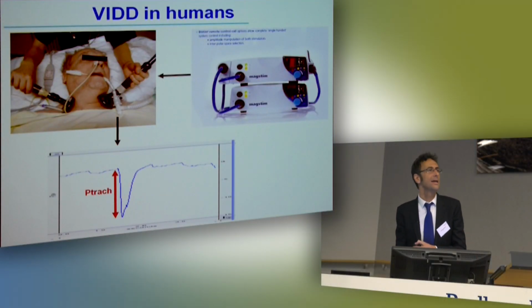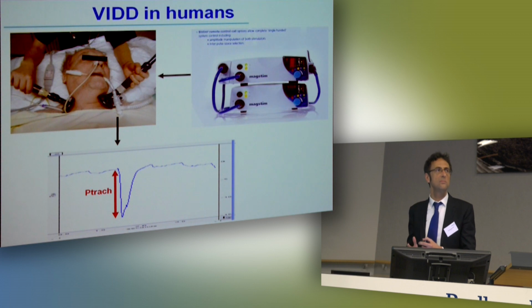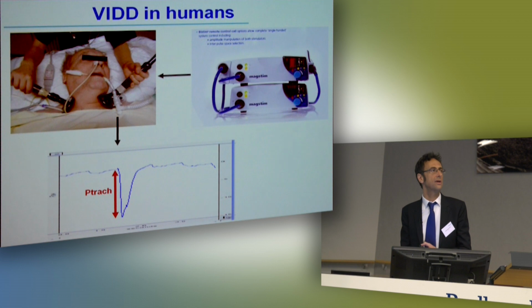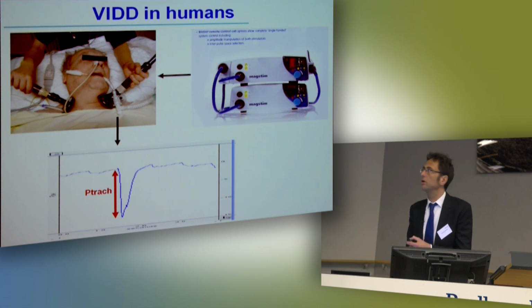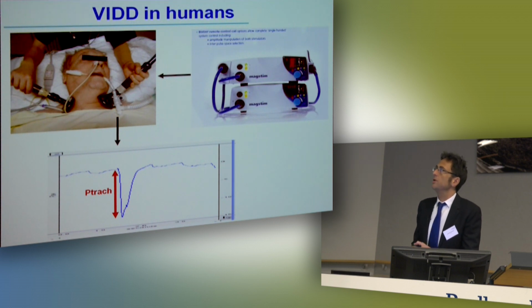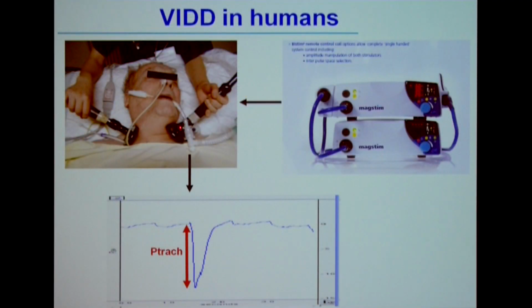And it took 10 years to get similar results in humans, because it's quite difficult to investigate the diaphragm force in mechanically ventilated patients. So probably the most reliable way to do it is to use phrenic nerve stimulation, to measure the pressure in response to the stimulation of the phrenic nerves, and to measure the pressure at the opening of the airways. And this is the signal that we get.